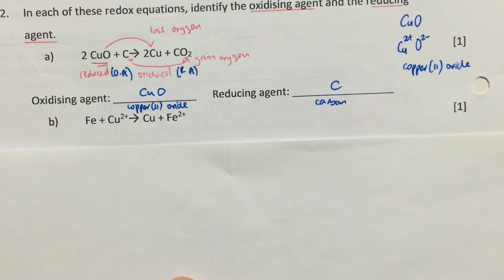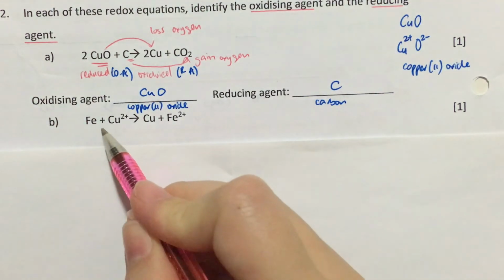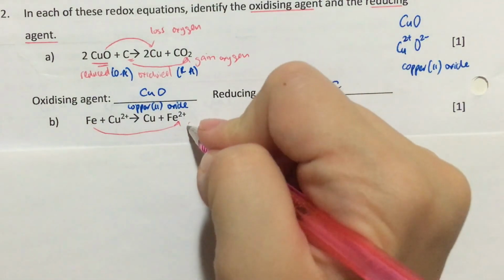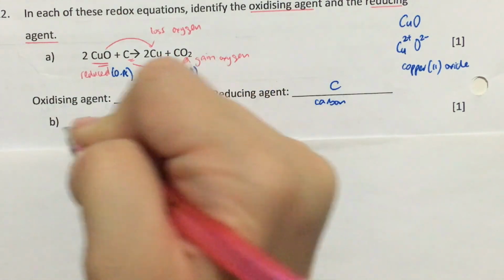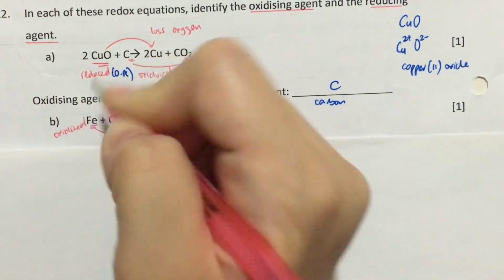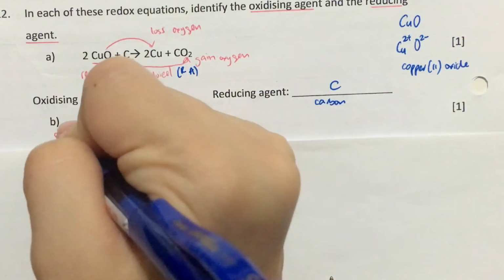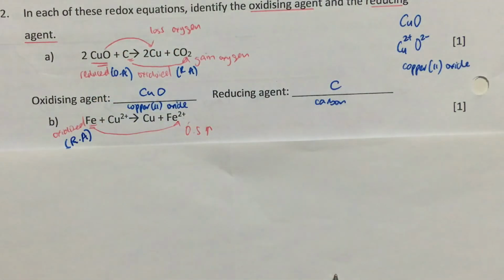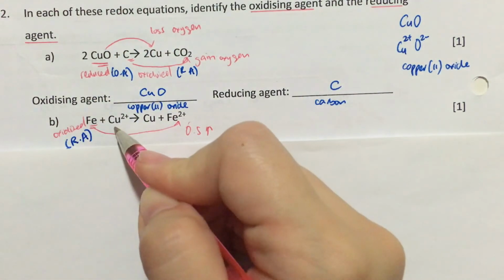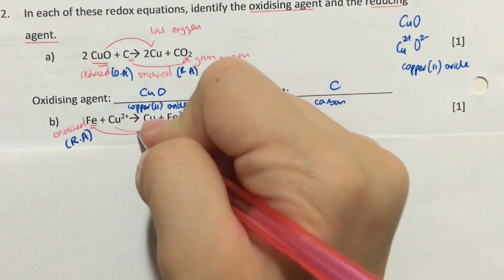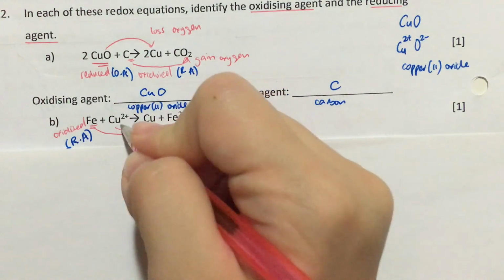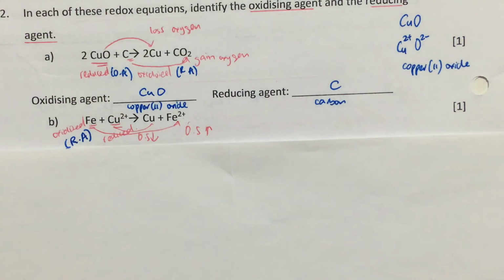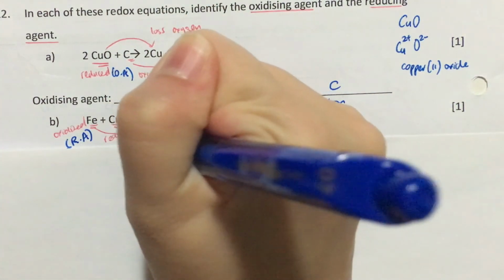Let's take a look and see what happens. For Fe, the OS increases from 0 to +2. Increase in OS, so my Fe is being oxidized. Itself is oxidized, it reduces others, so this is a reducing agent. My copper from +2 to 0, the OS decreases. So my copper here is being reduced, which means it is an oxidizing agent.